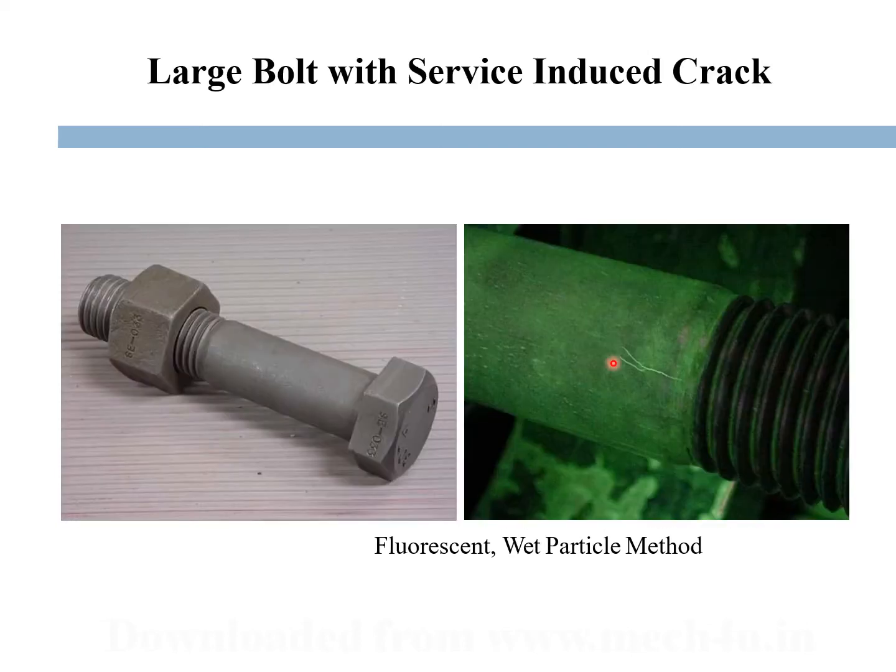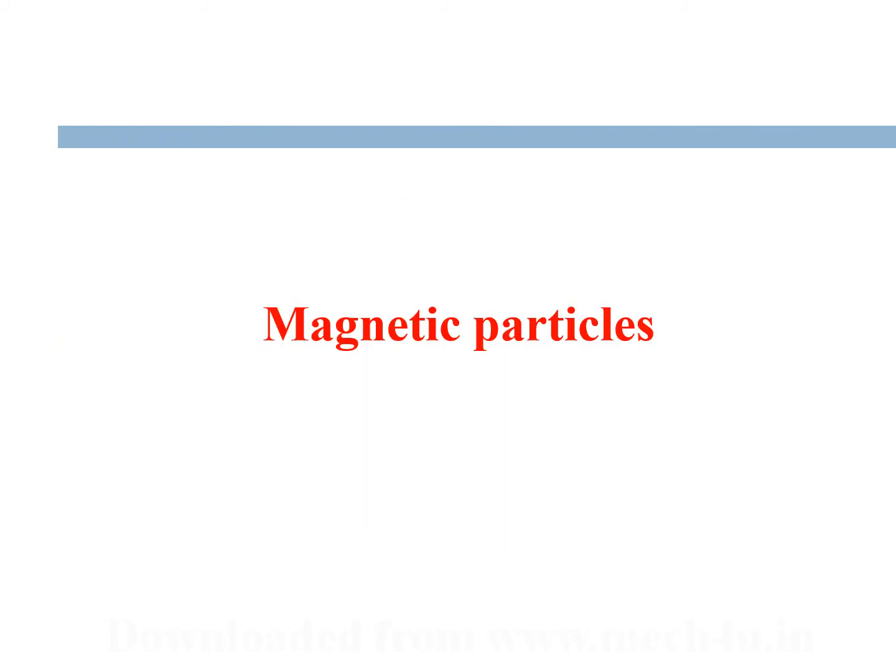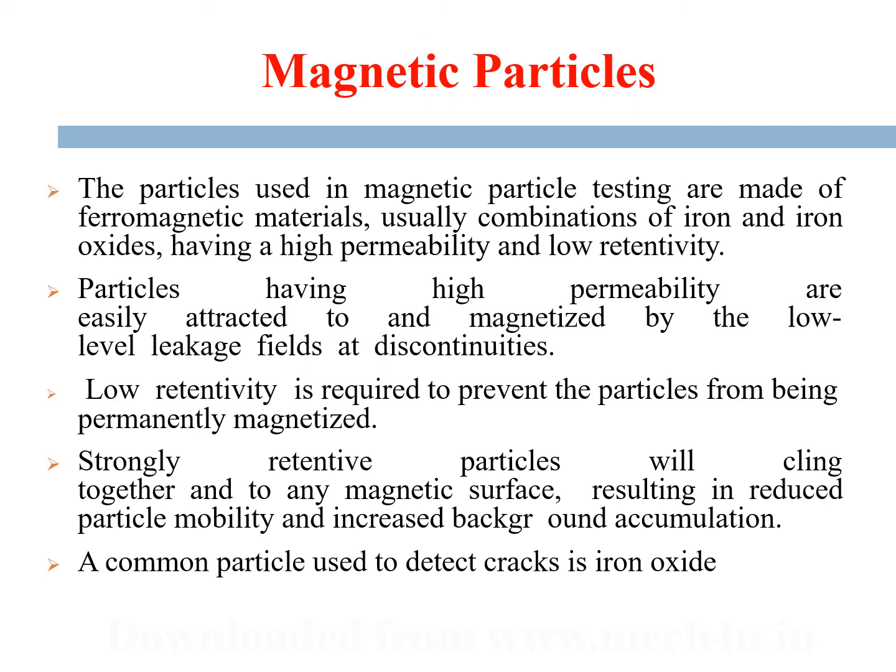Again, this is another example where you can see a large bolt with a surface induced crack. The crack is found out by the wet particle method. Now the magnetic particles, and that is what we are going to discuss now. The magnetic particles that you are using should be made from ferromagnetic materials. That is, they are combinations of iron or iron oxides. They should have a high permeability as well as low retentivity.